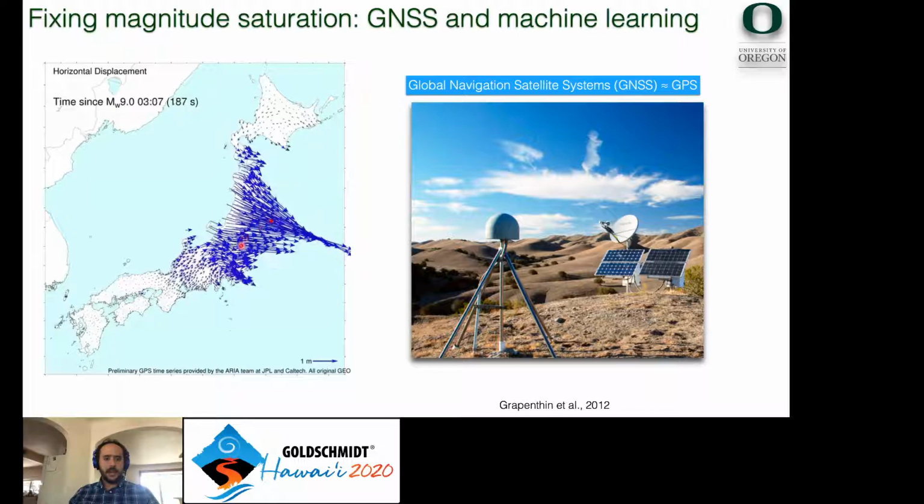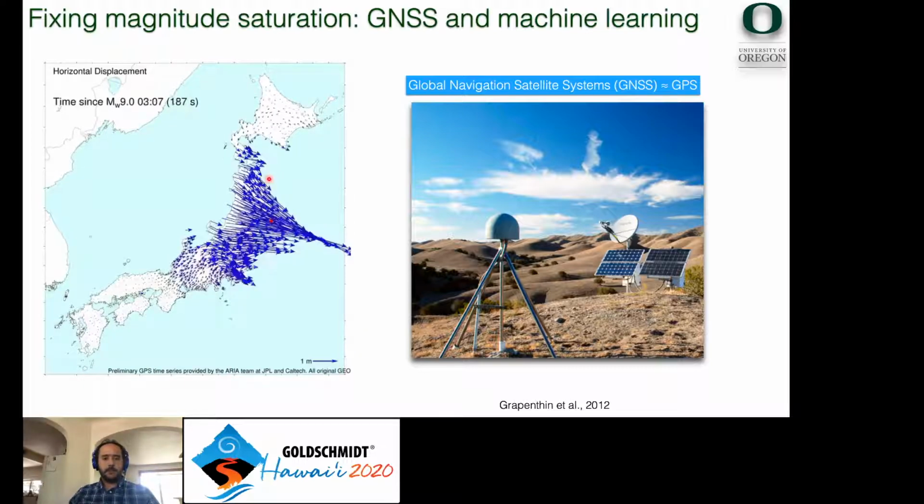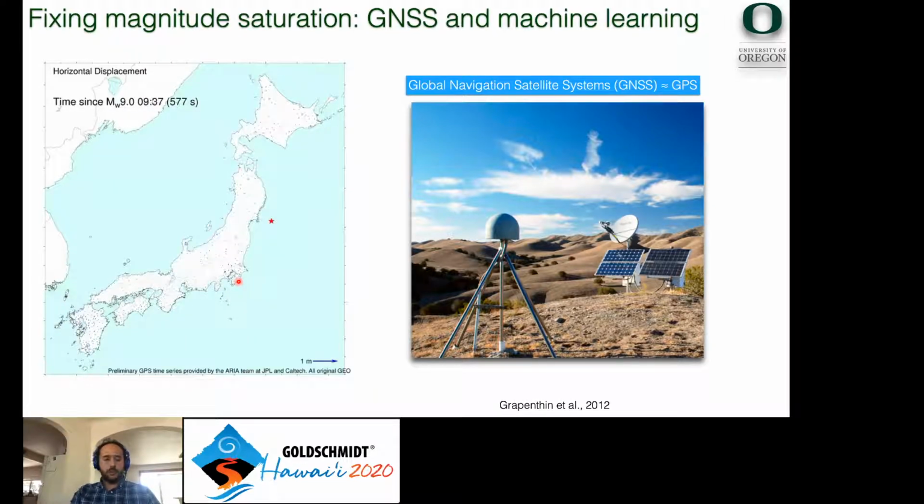And you can see that a 300 or 400 kilometer chunk of the coast of Honshu moved a meter or more towards the ocean. You don't need to be a particularly good seismologist to figure out that if that much motion happened over that extent of coast, then a big earthquake has just occurred. So we want to leverage that.